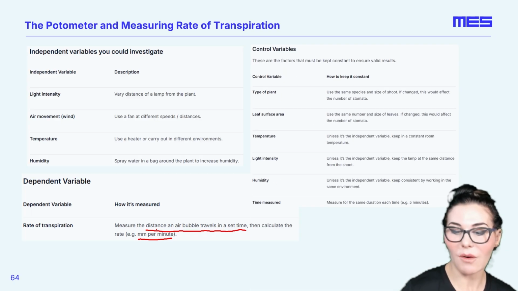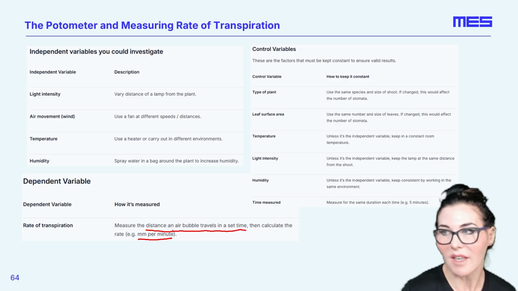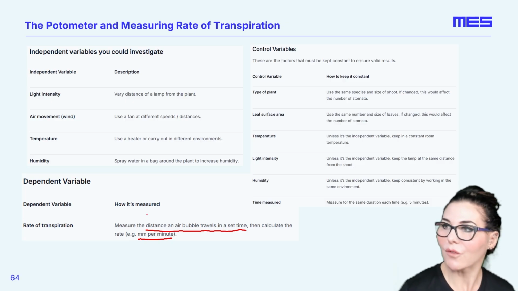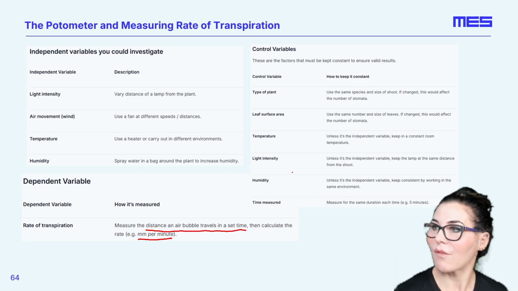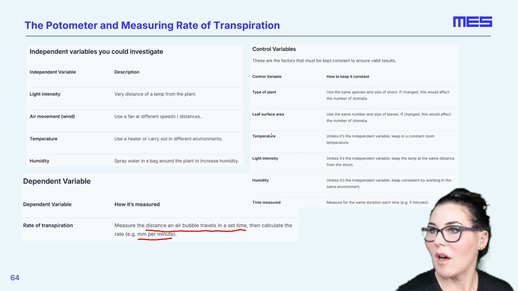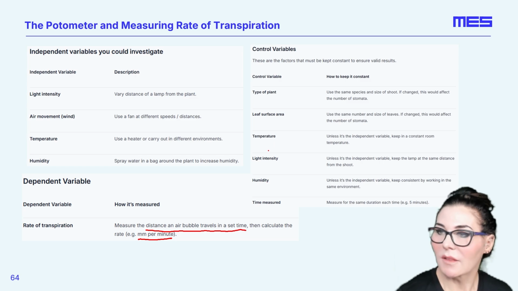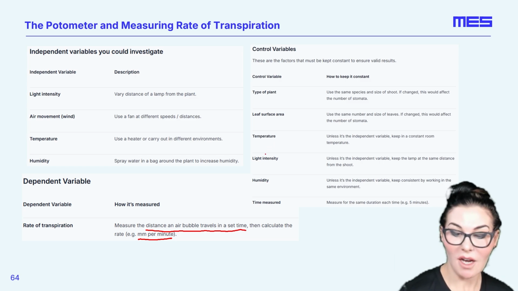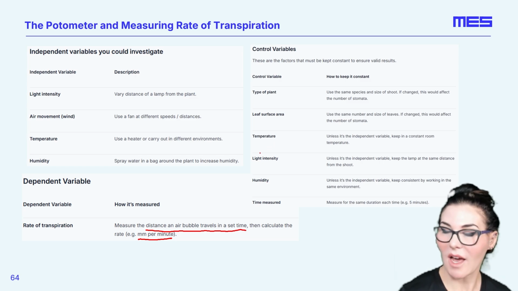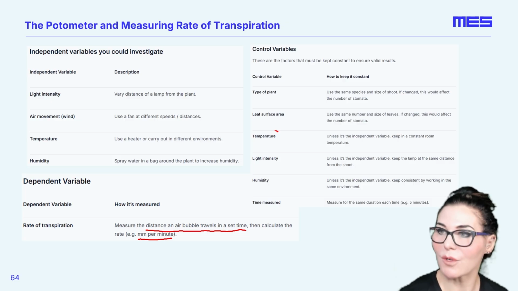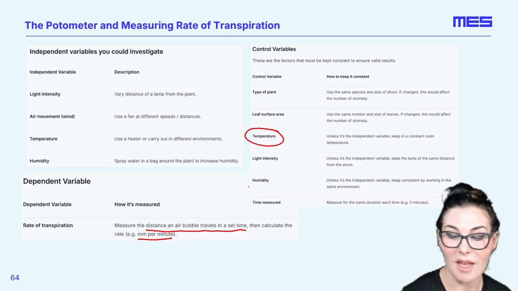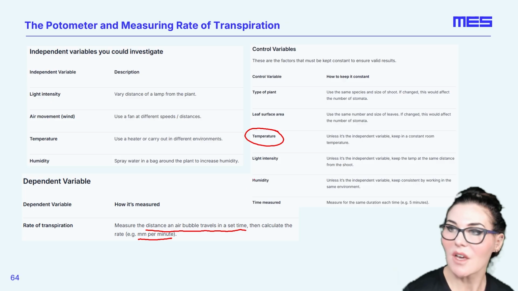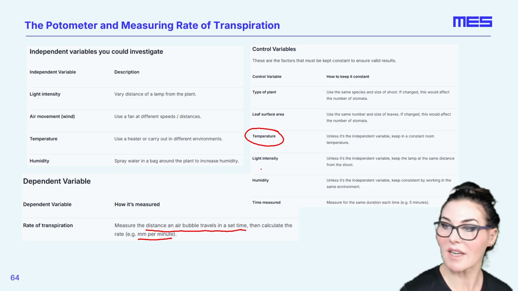And don't forget that there are lots and lots of control variables. Now, these would differ depending upon what you were investigating. So I'm just going to take, for example, if you were investigating light intensity, the light intensity would be changed as you do your investigation over and over again with the potometer. But you would want to keep the temperature around the plant the same throughout and for every repeat. So you know that the temperature isn't going to be having an effect. It's only going to be your light intensity.